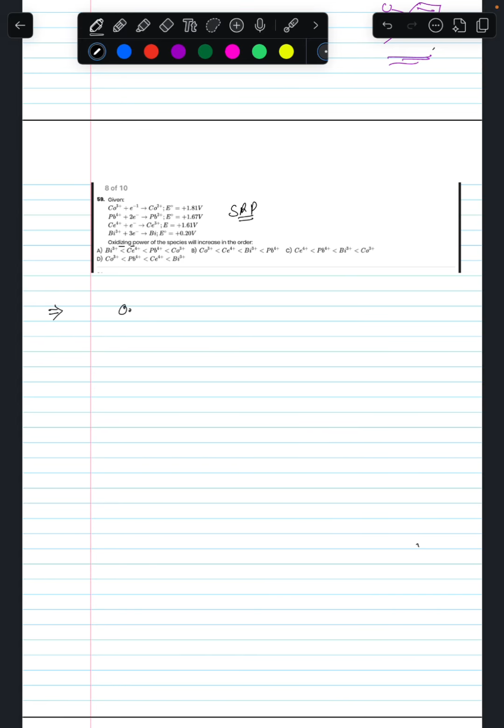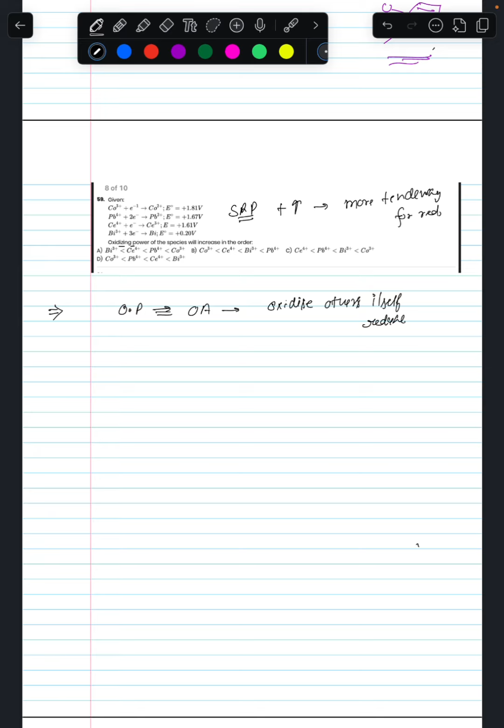So what is oxidizing power? Oxidizing power, or you can say oxidizing agent, refers to those species which oxidize others and themselves get reduced. Now check the SRP value. If the SRP value is more positive, it means more tendency for reduction, so a better oxidizing agent.